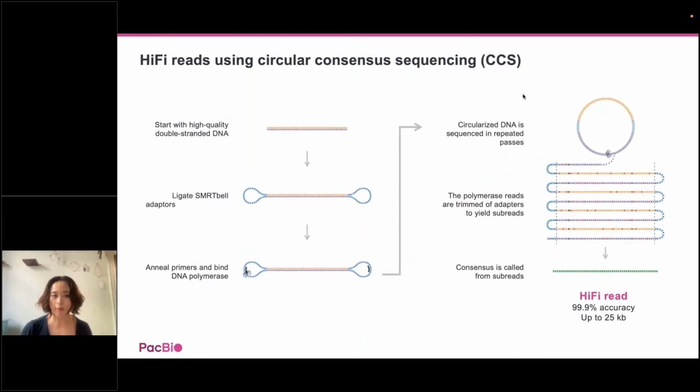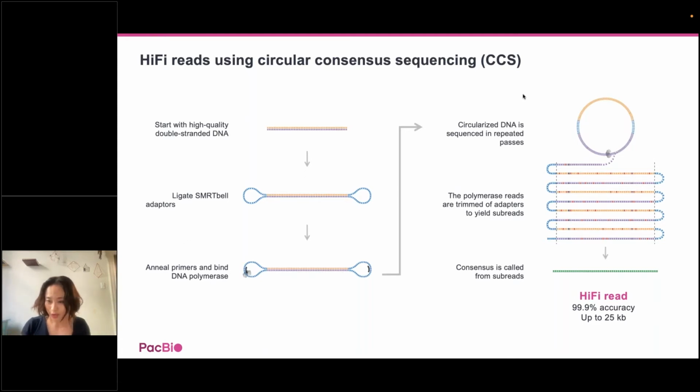HiFi reads are based on what we call circular consensus sequencing. Looking at the structure, once the SMRTbell adapters are ligated on, it forms a double-stranded structure. When sequencing happens, the DNA polymerase goes around both strands in a circular fashion. It will sequence the insert for both the gold and the purple portions. That means the polymerase can go around this circular structure many, many times.